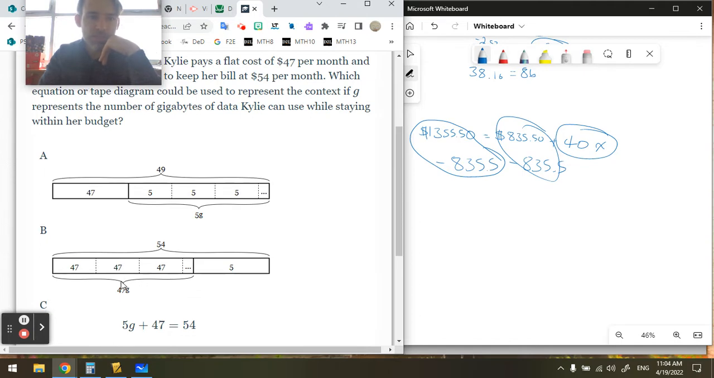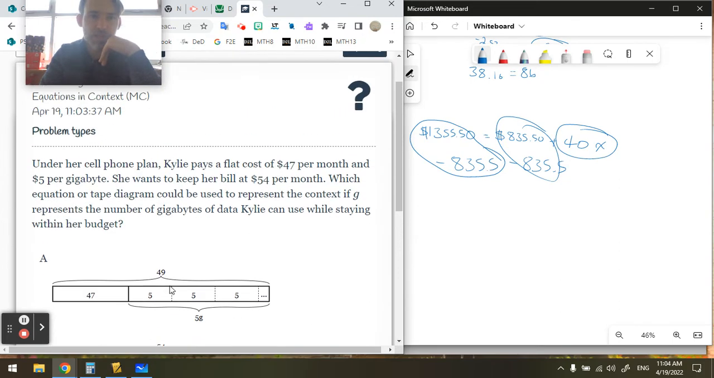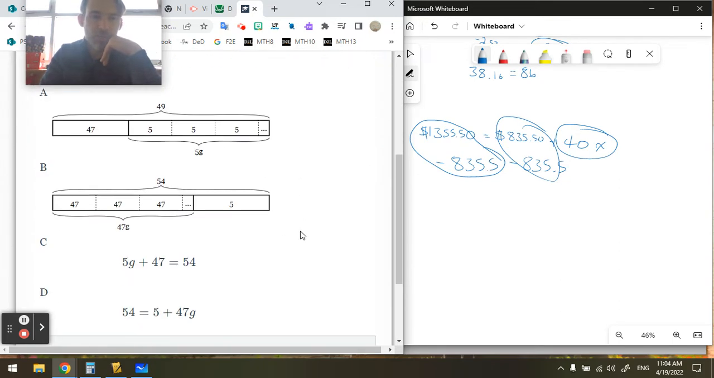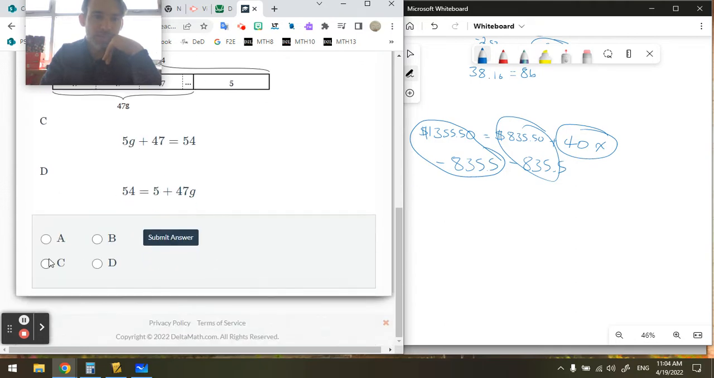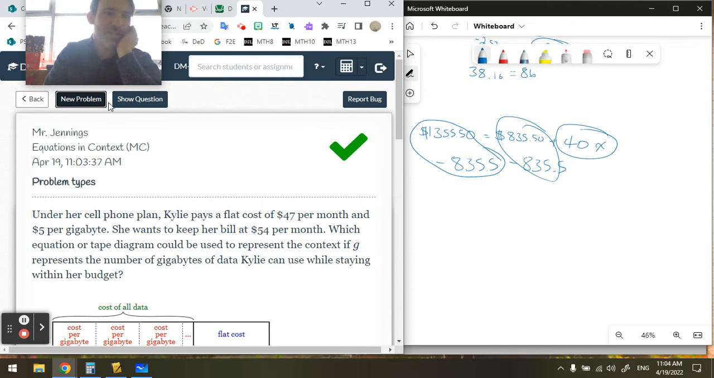But this isn't it because it's not 47G. I want this one here, this equation. 5 times the number of gigabytes plus $47 flat fee should equal 54. So the answer is C. Here, that one. Submit answer. Hooray! Okay, so that's how you do these.